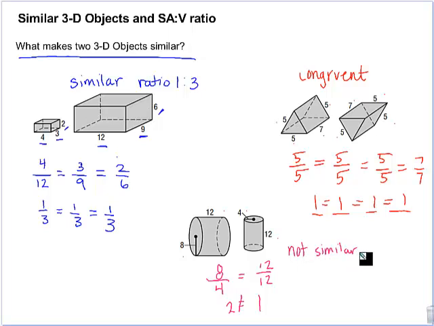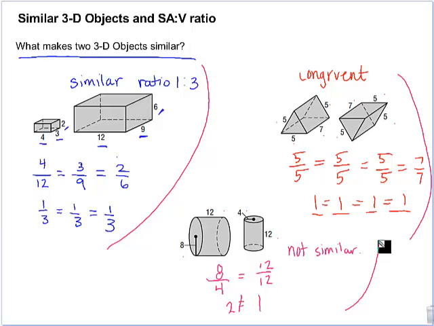Okay, so those are our three options for whether or not our three-dimensional objects are similar. We can have similar if they all have the same ratio or the same scale factor. We can have congruent if their ratios are 1 or their scale factor is 1. And then we can have not similar when their ratios do not end up equaling each other.